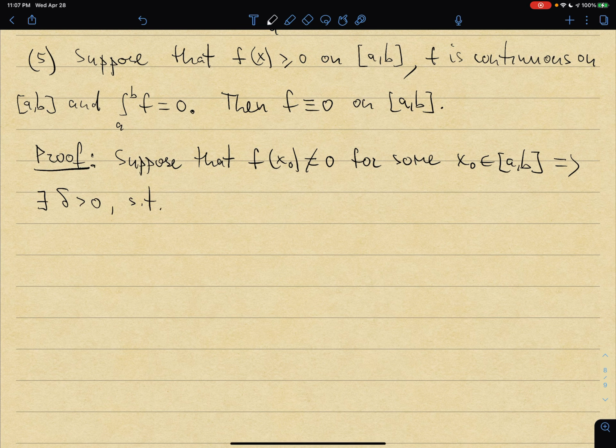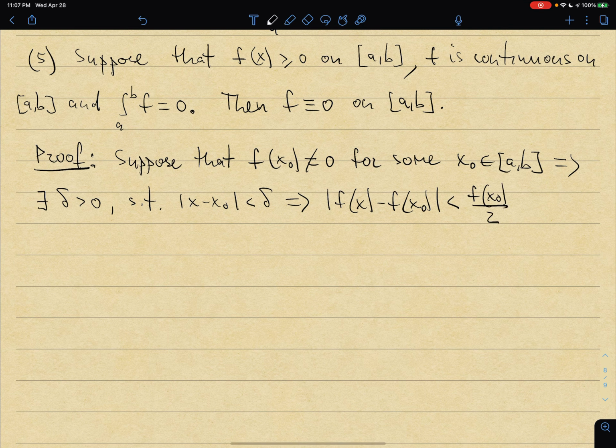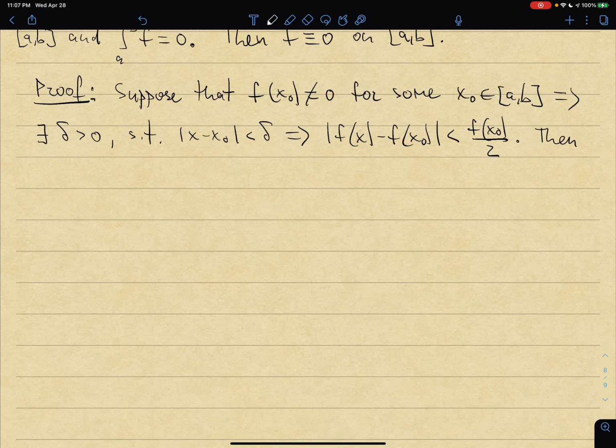such that if absolute value of x minus x0 is less than delta, then absolute value of f of x minus f of x0 is less than, and as my epsilon, I'm going to choose f of x0 over 2. Right? Okay, but writing this, if I remove the absolute value sign, so this is equivalent to the following: if x minus x0 is less than delta.